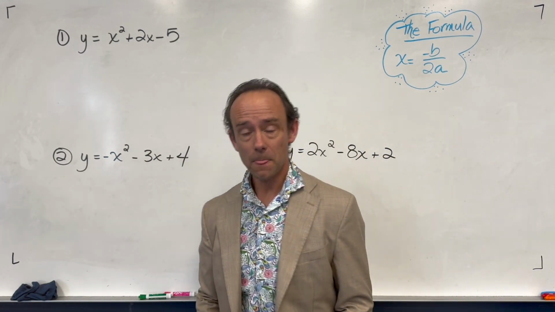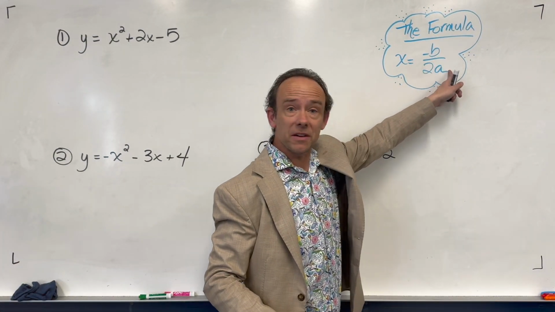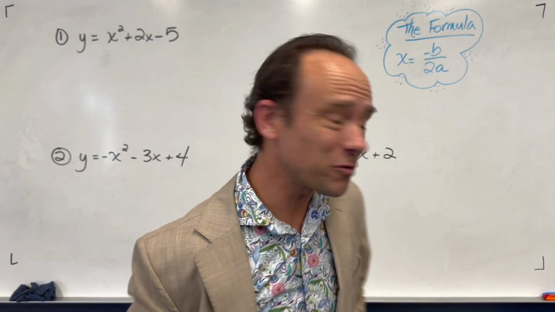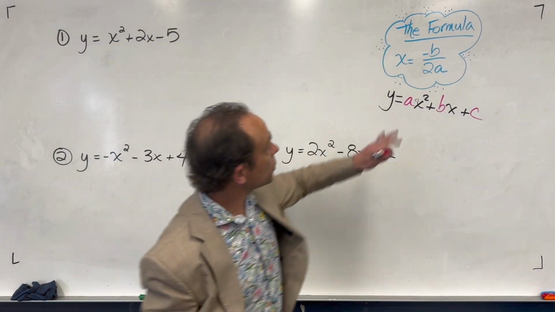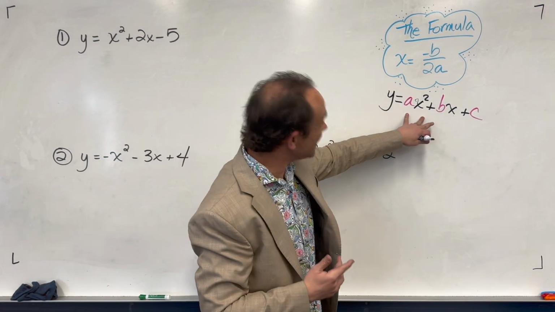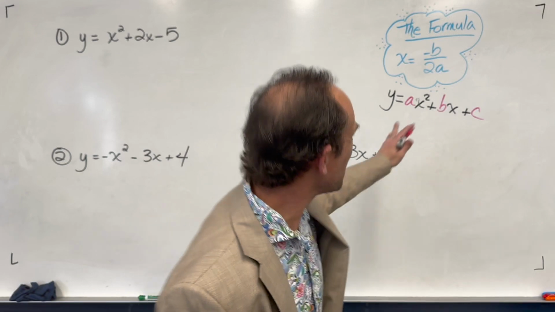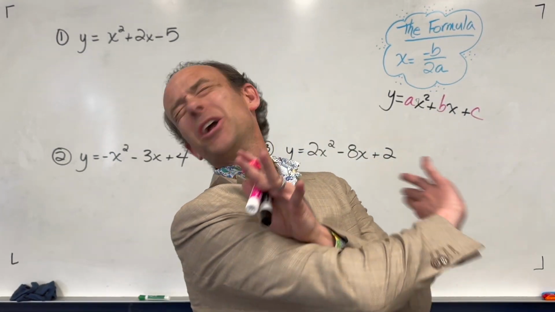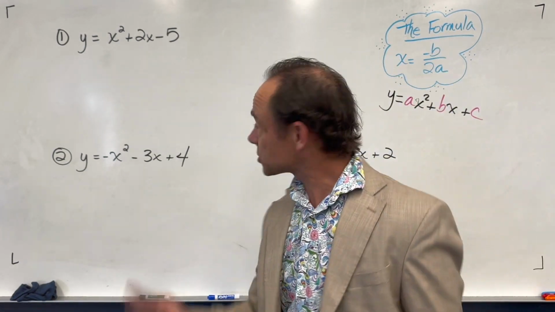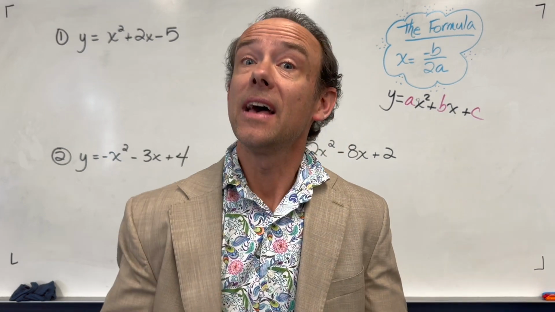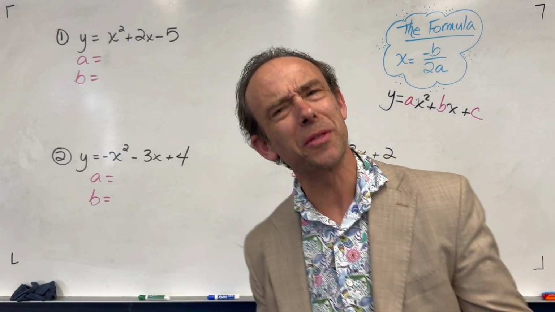Let's get started. First thing you gotta do is identify the A and the B values. So let me write that standard form equation to refresh your memory. When the equation looks like this, the A is the coefficient of the squared term, B is the coefficient of the linear term, and we don't care about the C value. So let's do that first. Let's go to each one of these and identify A and B. Do it with me.